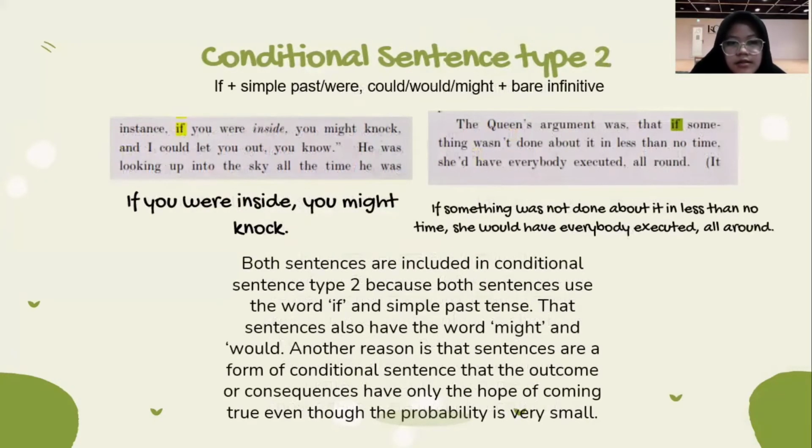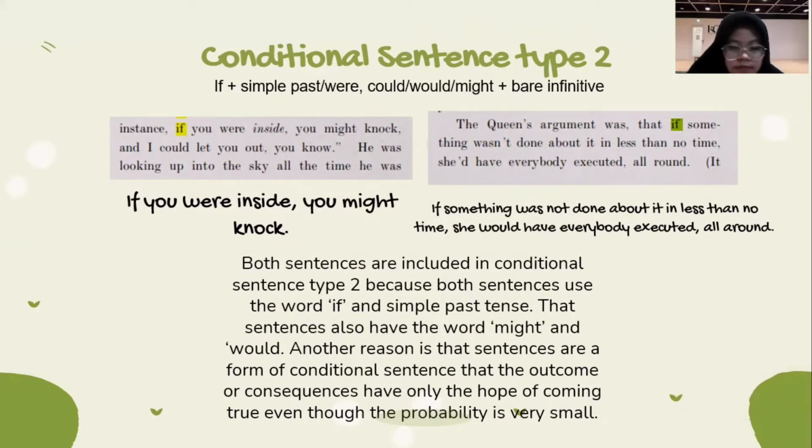The next is conditional sentence type 2. The sentence has the pattern: if, plus simple past or were, could, would, might, plus bare infinitive. The first sentence that I found is, "If you were inside, you might not." The second is, "If something was not done about it in less than no time, she would have everybody executed all around."